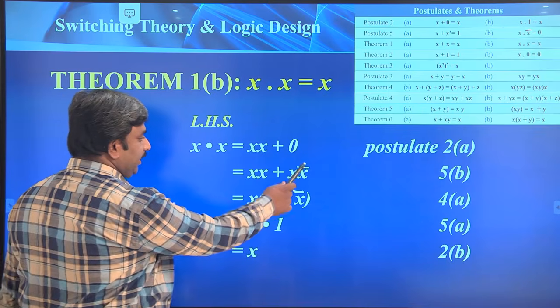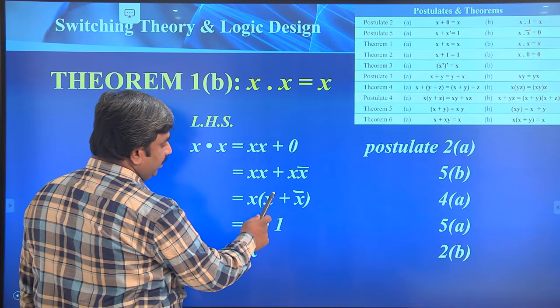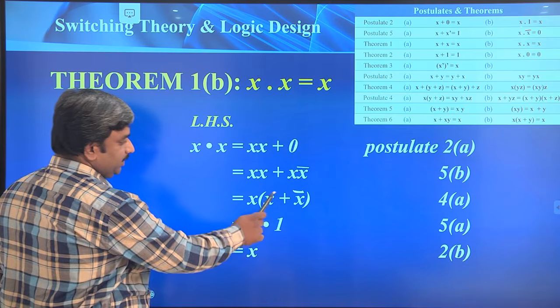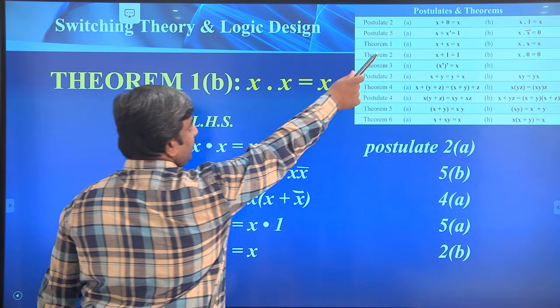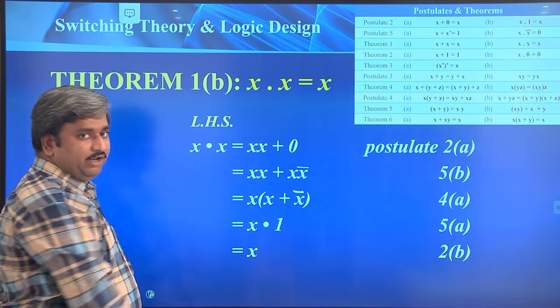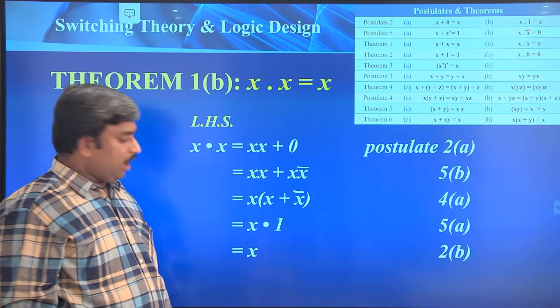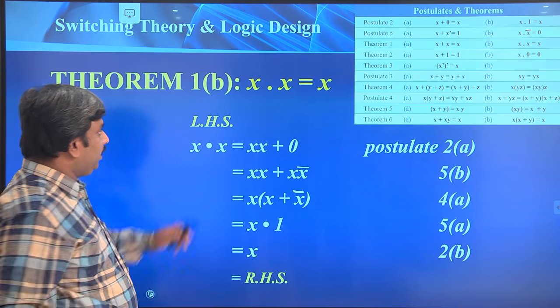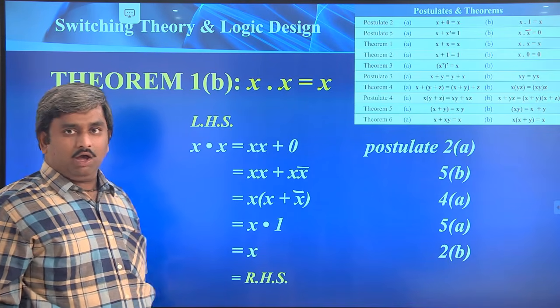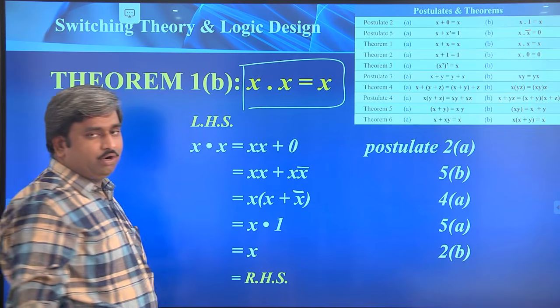So x into x bar. In these two terms, I have taken x common. Then the remaining value x plus x bar is there. So x plus x bar is equal to 1 from postulate 5a. That I have represented here as x into 1. And the final value is equal to x. So this is the RHS value. So LHS is equal to RHS. So this is the final value: x dot x is equal to x.